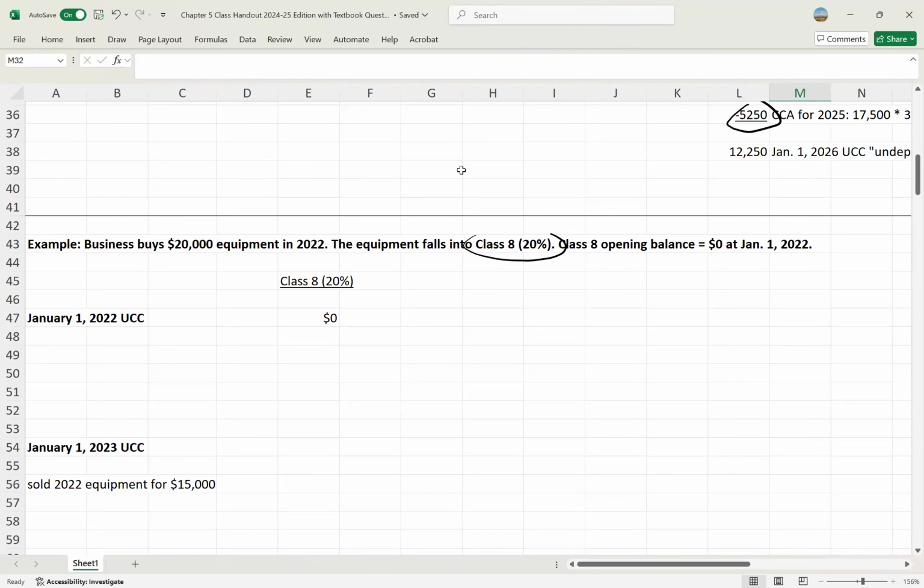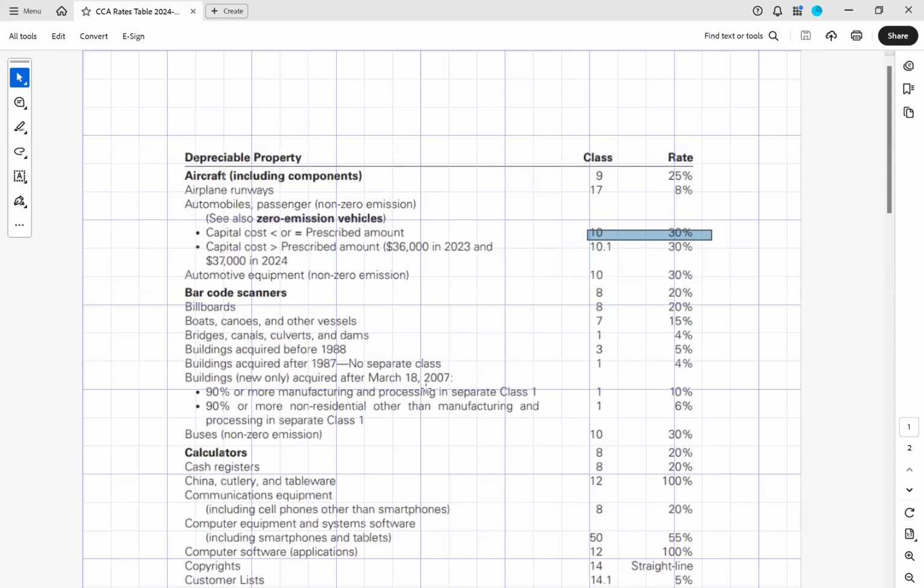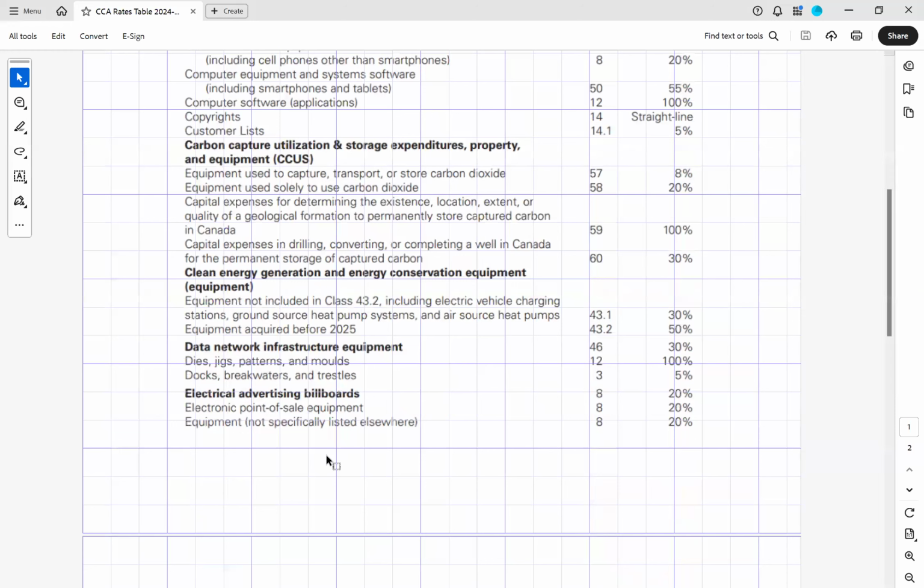Let me show you that on the CCA rates table again. If we go quickly to the CCA rates table, once again, it's all in alphabetical order. We just scroll down to E for equipment, and we'll see at the very bottom here, equipment not specifically listed elsewhere goes into Class 8, and we get a 20% CCA rate.